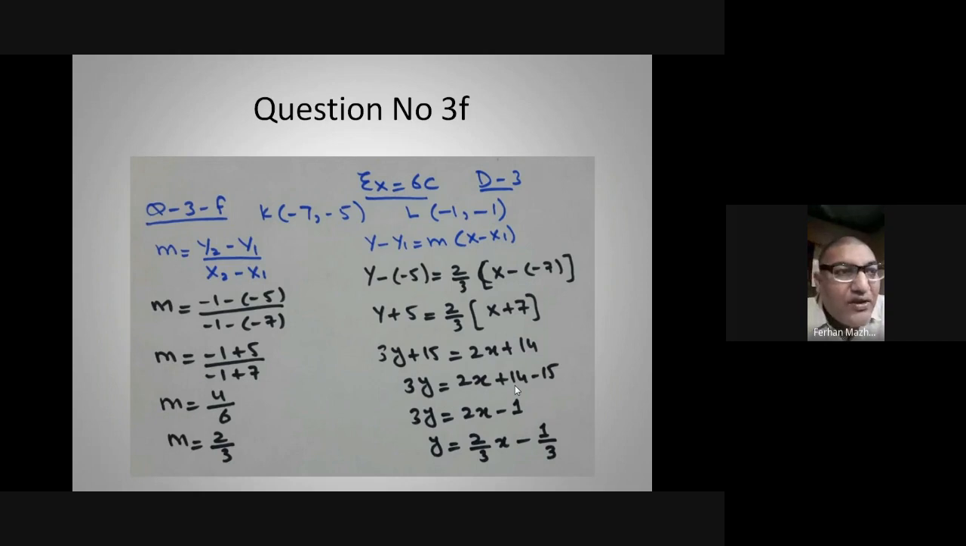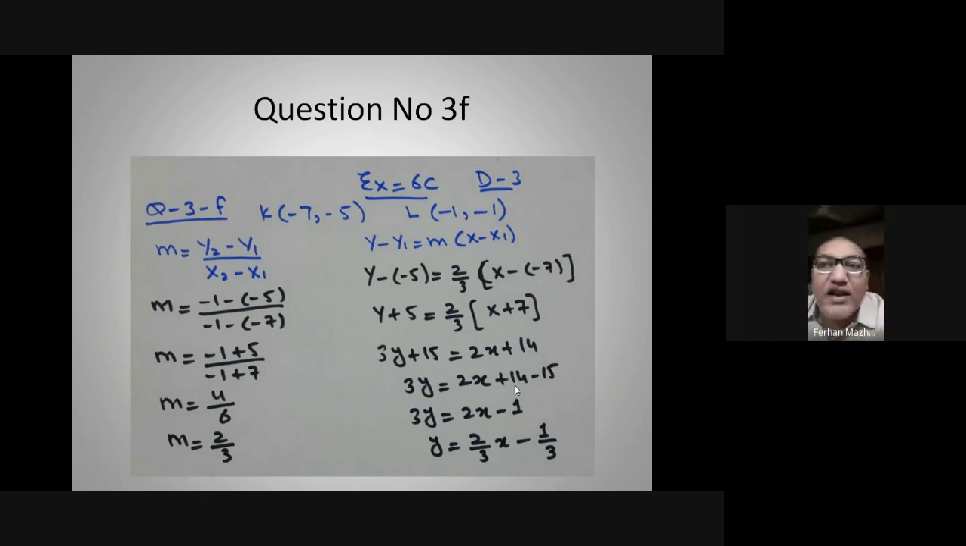The first step is to find m, the gradient. The formula for the gradient is y2 minus y1 divided by x2 minus x1. So minus 1 minus minus 5 divided by minus 1 minus minus 7. We will have minus 1 plus 5 divided by minus 1 plus 7. So you will have 4 divided by 6, which is 2 by 3. So the gradient of this line is 2 by 3.